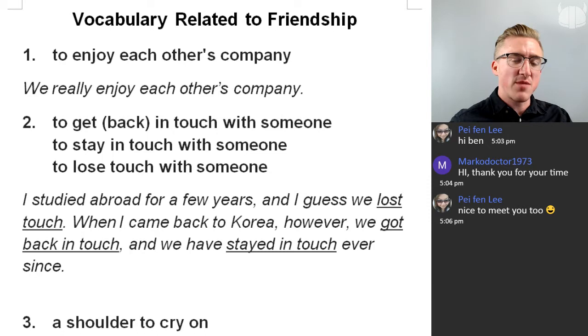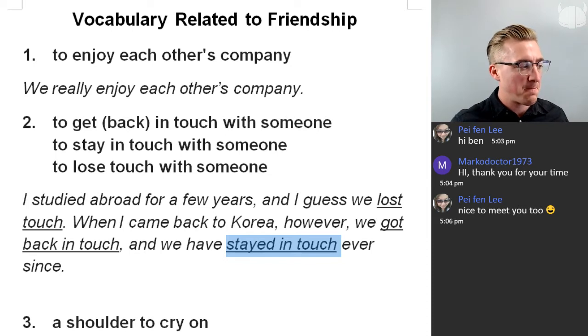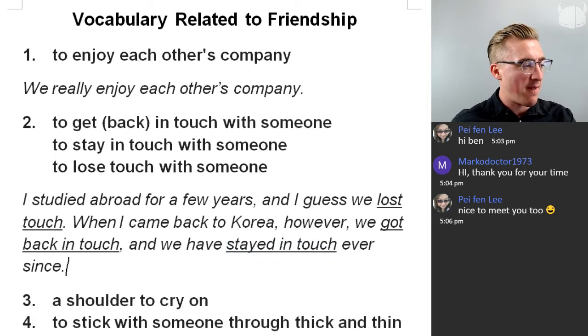Okay, lose touch, drop out of contact. Get back in touch, return to being in contact, and then stay in touch is more continuous. I hear a lot of mistakes confusing get in touch and stay in touch. Normally people want to say stay in touch, but they say get in touch, which is the wrong meaning there.